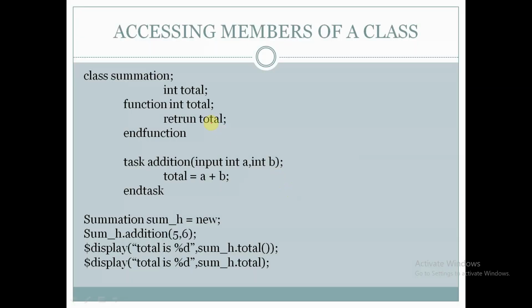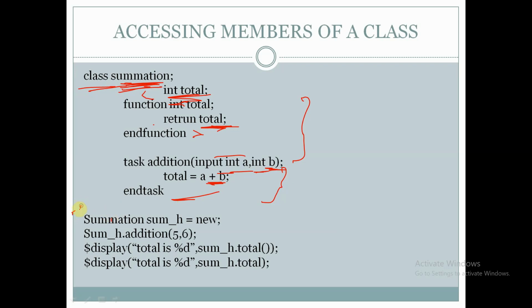Let us see an example on how to access the members of a class. Here, let us take a class called summation, and int total is a member of the class, and there are two methods. One is function and other is task. This function is returning total, and this task is adding a plus b, where a is the input argument of type int and b is the input argument of type int.